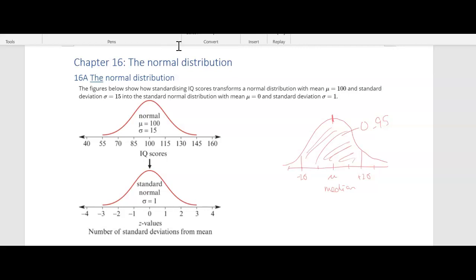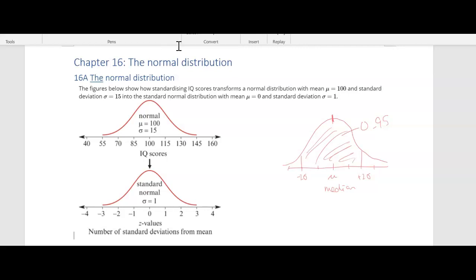In your textbook, I couldn't really find the diagrams that I liked, and obviously the one I just drew isn't the best, but I've looked at 16b because 16b does kind of complement 16a. So I'm going to talk about 16b here, but I'll do a separate video for 16b anyway. If we look at these two curves, the figures below show how standardizing IQ scores transforms a normal distribution with a mean of 100 and standard deviation of 15 into the standard normal distribution with a mean of 0 and standard deviation of 1.